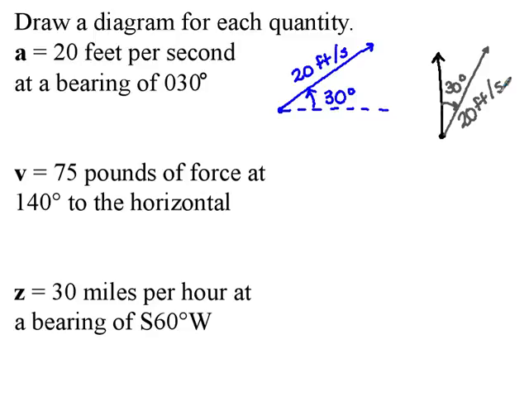This next one's 75 pounds of force at 140 degrees to the horizontal. So here's your horizontal, right? Where will 140 degrees be? On the other side here. So there would be your force vector, and we're going to do 75 pounds.